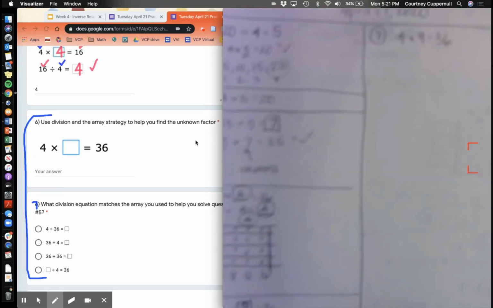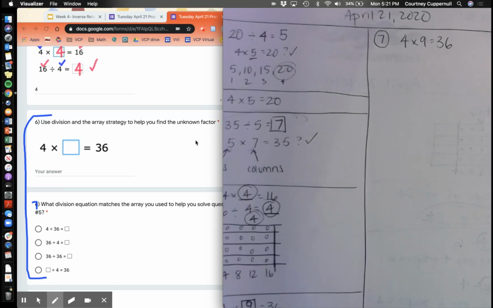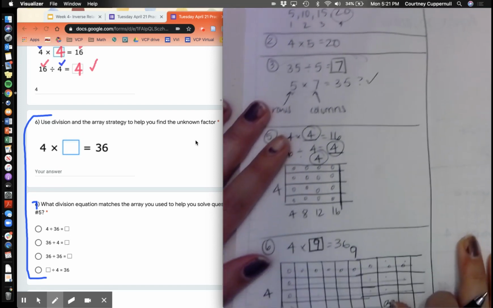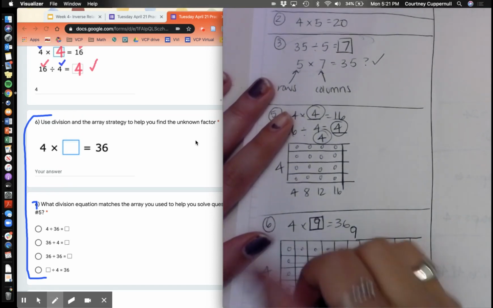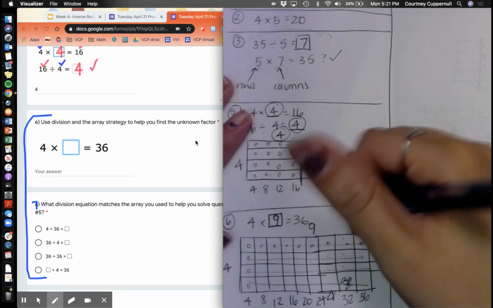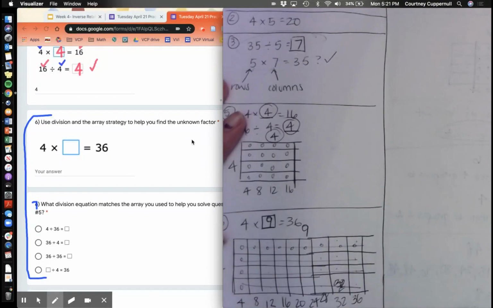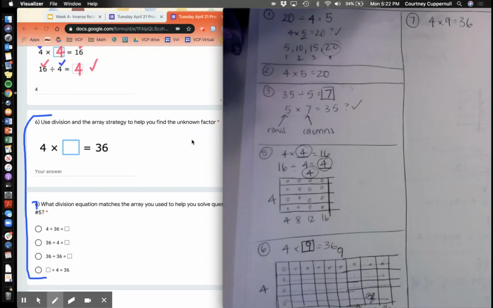what division equation matches the array you used to help you solve the question? So it's saying, what division equation could you write for this array? So I know I have 36 total. I know that I have 36 total squares in here. So I'm going to write for my division equation. I'm just going to move this up so you can see me working in both.